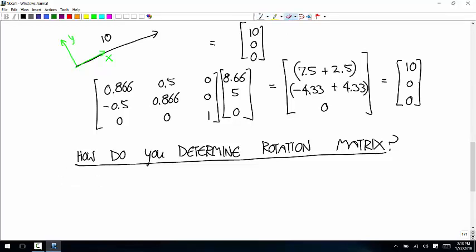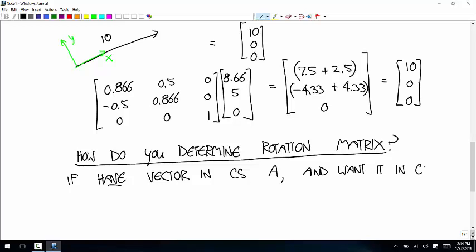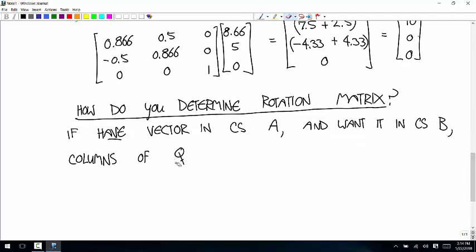No, let me change the thing there. If you have a vector in coordinate system A and want it in coordinate system B, the columns of the rotation matrix, I'm going to call it Q, are the coordinate system axes of A expressed in coordinate system B.